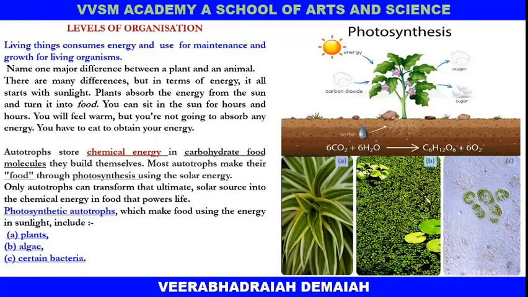Autotrophs store chemical energy in carbohydrate food molecules, so they build themselves. Most autotrophs make their food through photosynthesis using solar energy. Only autotrophs can transform that ultimate solar source into the chemical energy in food that powers life. Photosynthetic autotrophs: plants, algae, certain bacteria. Here, photosynthesis occurs. Plants take carbon dioxide from the atmosphere and water from the soil, prepare their own food, glucose, and give oxygen to us. And this is the important thing to remember.